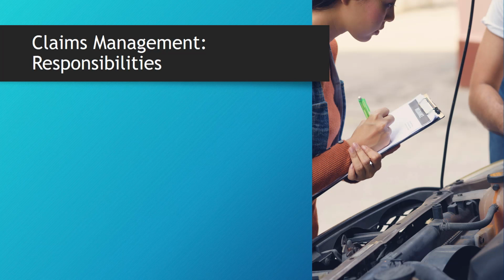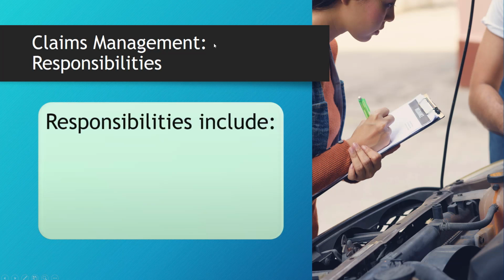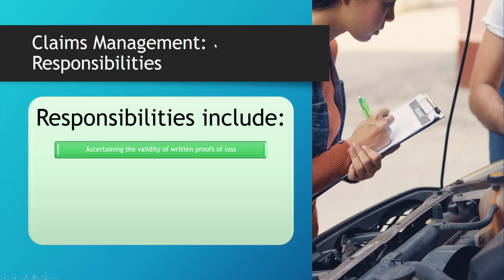In this, the third video of our discussion of insurer functions, we'll discuss claims management. Let's first look at responsibilities of claims management. First, ascertaining the validity of written proofs of loss. Nearly always, an insured has to give a written proof of loss when they have a loss that they want to make a claim on.